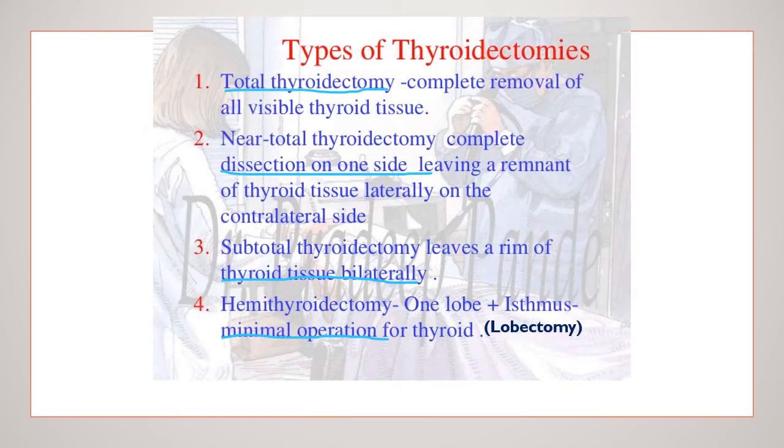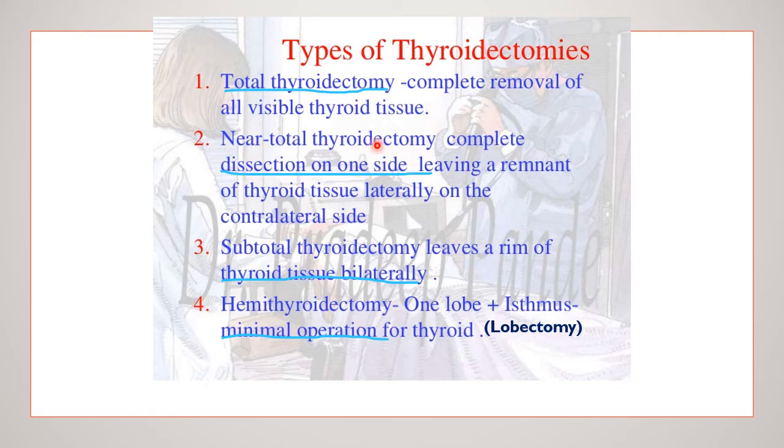Types of thyroidectomies. What are the thyroidectomies commonly done for thyroid cancer? First is total thyroidectomy, where the complete removal of all visible thyroid tissue is undertaken. Okay, this is quite straightforward. There's no controversy over it.